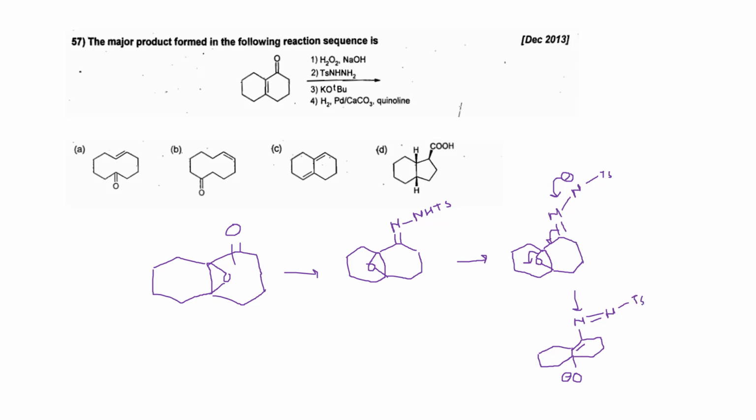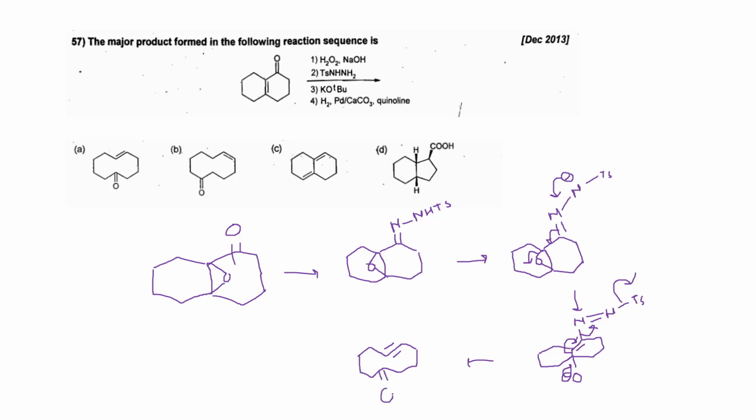Now this O minus will be neutralized and break this carbon-carbon bond, and there will be elimination of N2 molecule. Giving our alkyne here and a ketone here.